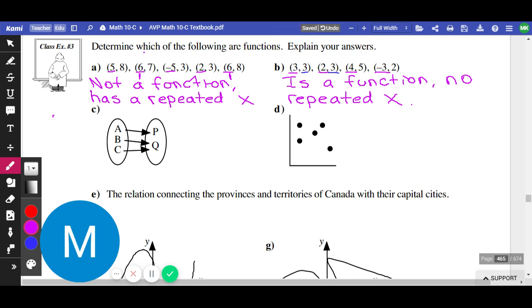For C, we say, is this thing a function? This is a mapping diagram. What we said is for a mapping diagram, you look at your inputs. Okay, my inputs are these guys. And we said none of your inputs can have 2 arrows connected to it. If you look, A only has 1 arrow, B only has 1 arrow, C only has 1 arrow. This thing is a function.